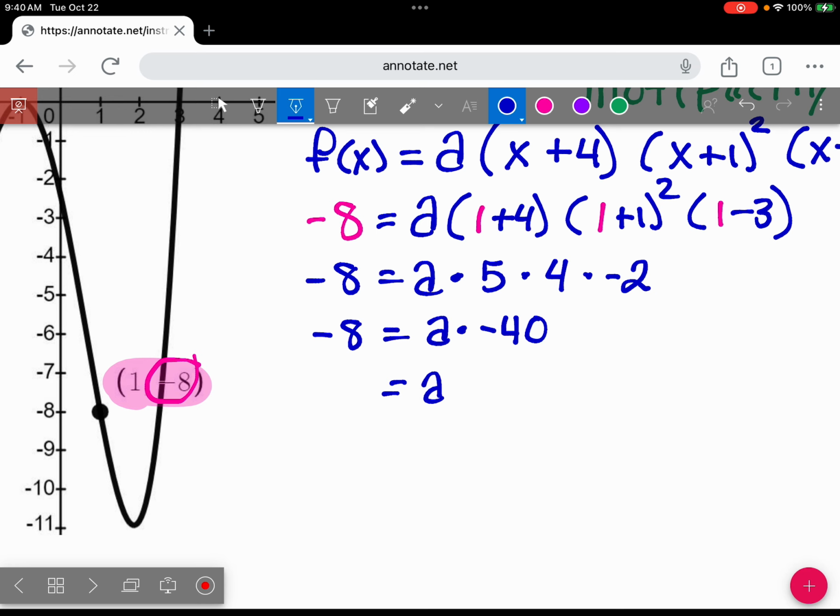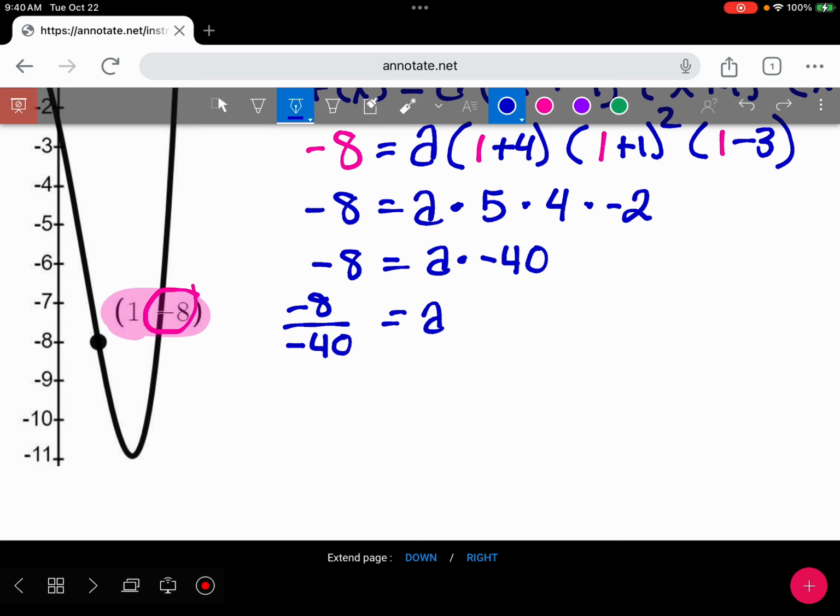What do I do to get rid of the negative 40? Not add it. Divide it. So negative 8 over negative 40. It is definitely also not 5. 1/5.